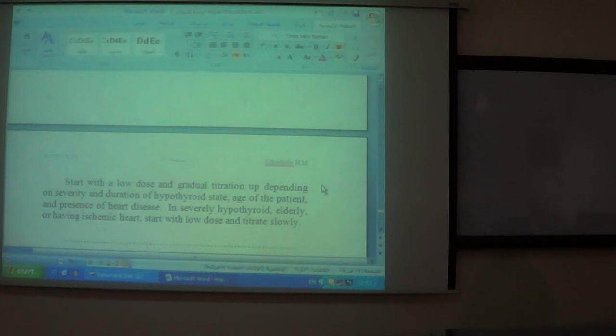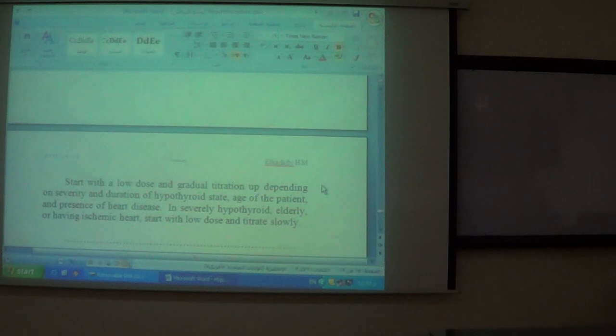If we have a young patient, like our colleague, with hypothyroidism and no heart disease, I can start with 100 microgram per day and increase, stepping up my dose by 50 microgram after 1 month. Okay? Today I give him 100 microgram and I measure TSH after 1 month. Still high, I step up my dose to 150 microgram.